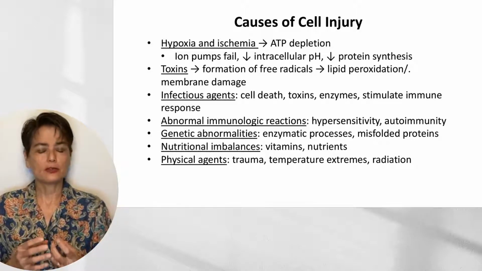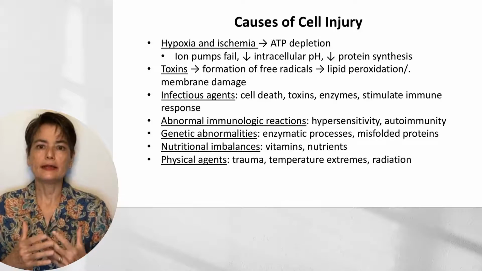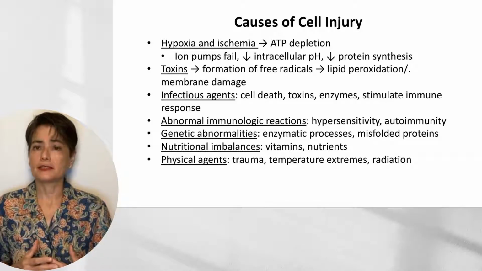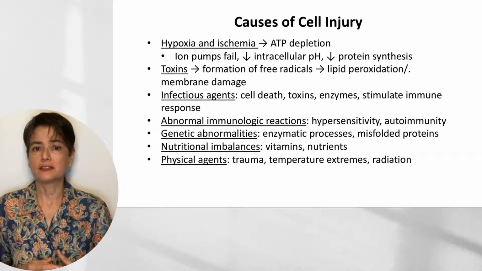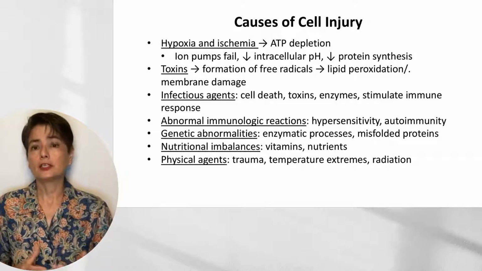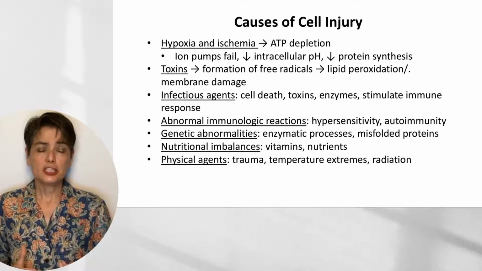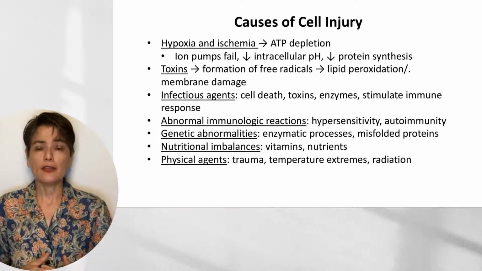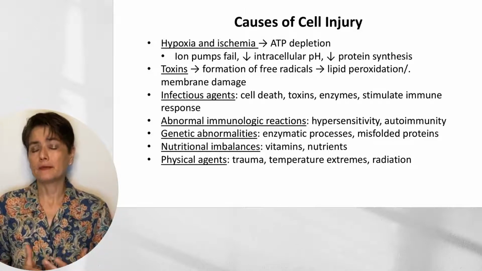And these free radicals, highly reactive species, can attack the lipids in membranes, causing lipid peroxidation. This membrane damage is obviously very injurious to the cell. Toxins can also bind directly to proteins and have an impact on their function. Infectious agents can directly cause cell death. They may elaborate toxins or produce enzymes that cause injury, and they're going to stimulate an immune response.